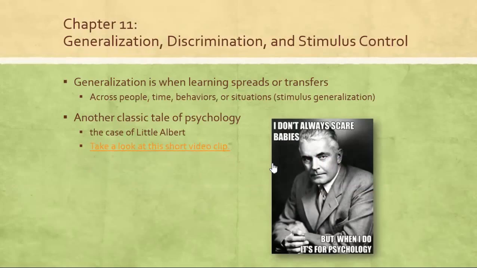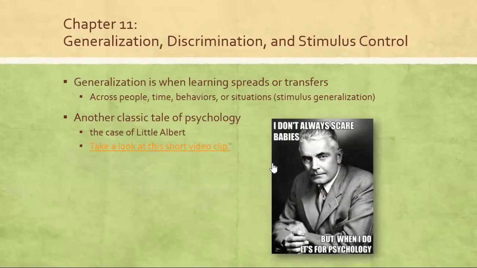Then Watson had a clever idea. Every time Watson placed the white rat in Little Albert's lap, he would then go behind Little Albert and make a loud clanging sound to scare Little Albert. Little Albert learned to associate the white rat with a scary noise. And that's classical conditioning, right?